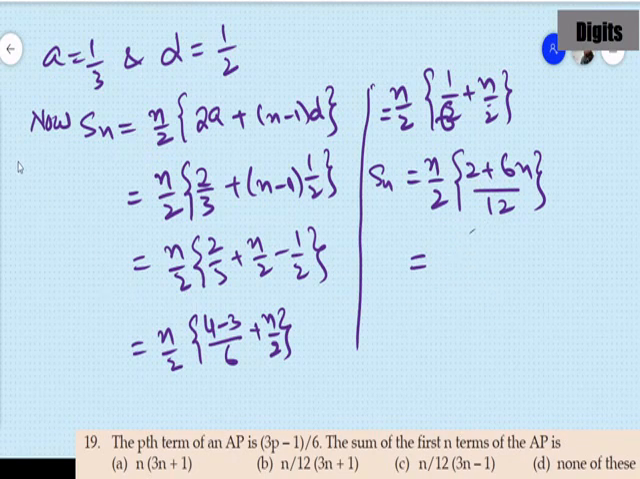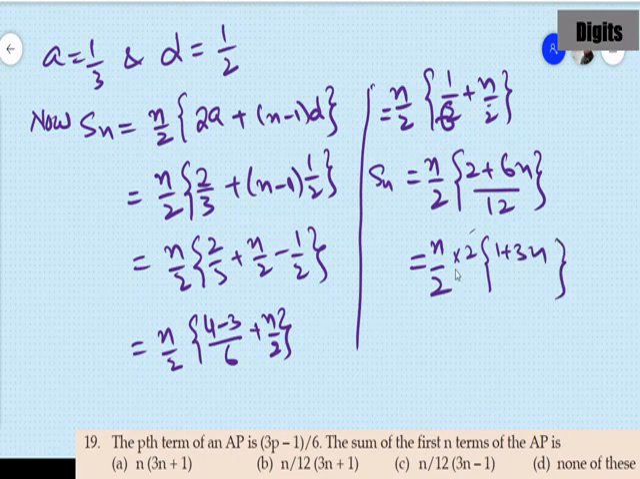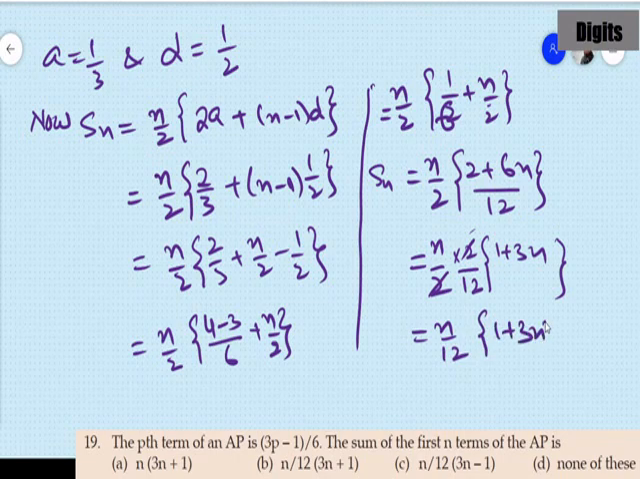So I will write that n divided by 2 into 2 into 1 plus 3n, and I will take this 12 also out, because 2 into 1 is 2 and 2 into 3 is 6, that will be 6n. Then I will cancel this 2 and 2, it will be equal to n by 12 into 1 plus 3n, which is option B. Therefore, option B is the correct option for this one question.